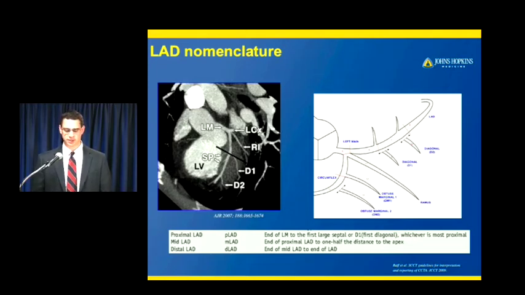In this nomenclature, the proximal, mid, and distal portions of the LAD are defined by the LAD branches. So for instance, the proximal LAD is the portion of the LAD from the end of the left main to the first large septal or first diagonal branch, whichever is most proximal. So a lot of times you actually have patients with a very, very short proximal LAD, because that first diagonal branch or first septal perforator may come off pretty early in some patients.